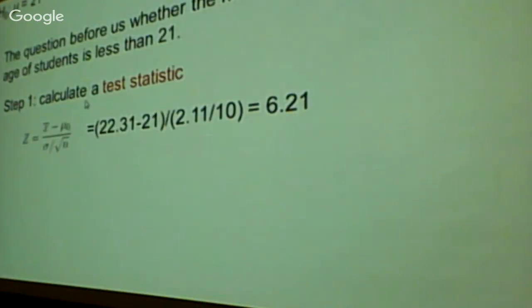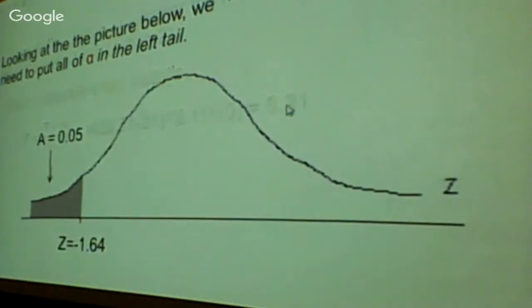Okay? So here's my data again. I'm trying to figure out if the average age is less than 21. My data in my sample has an average age of 22.31 with a standard deviation of 2.11. And you remember how to compute a z statistic? Well, it's the sample average minus the parameter average divided by all that stuff. So you plug in the numbers and we get 6.21. What do I do with that?